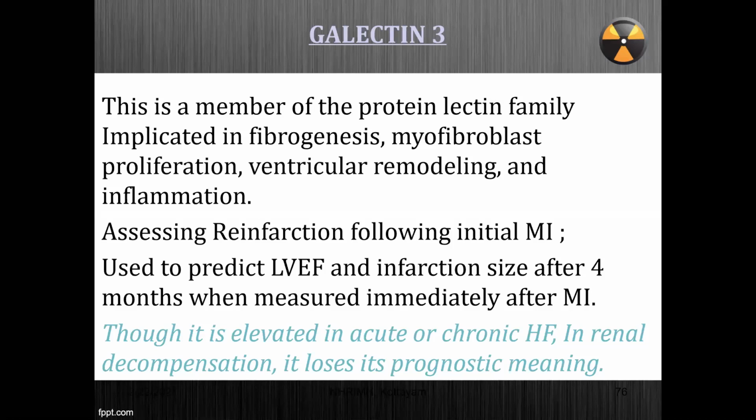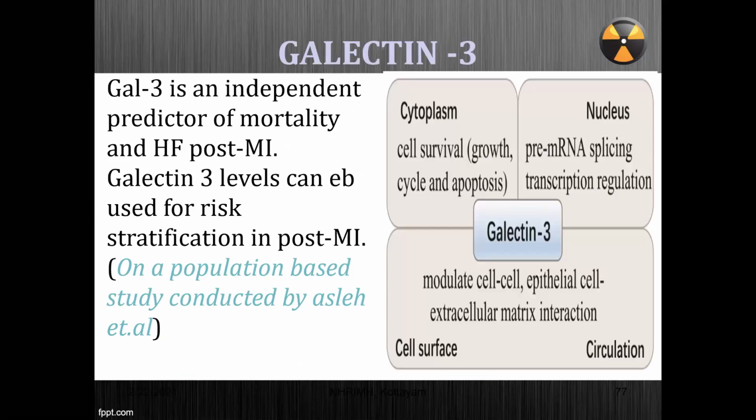Galectin 3 is also used to predict left ventricular ejection fraction, like your BNP, brain natriuretic peptide. It also helps in the LVEF. Though it is elevated in acute or chronic heart failure, in renal decompensation it was a prognostic factor. Suppose it is severely increased, the kidneys will come into play and clear it, so we can't rely upon this for sure. It is an independent predictor of mortality and heart failure post myocardial infarction. So if galectin 3 is increased, the patient already has MI, remodeling has happened, there is a chance of another MI, and surely he is approaching death.